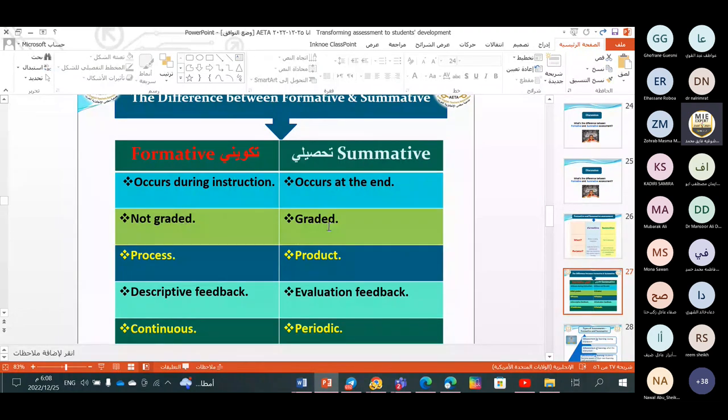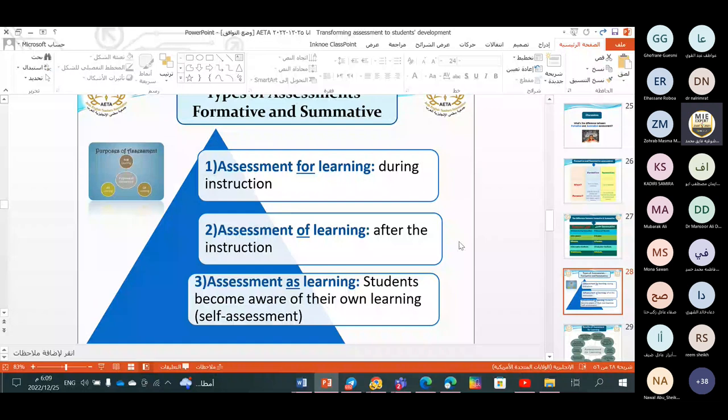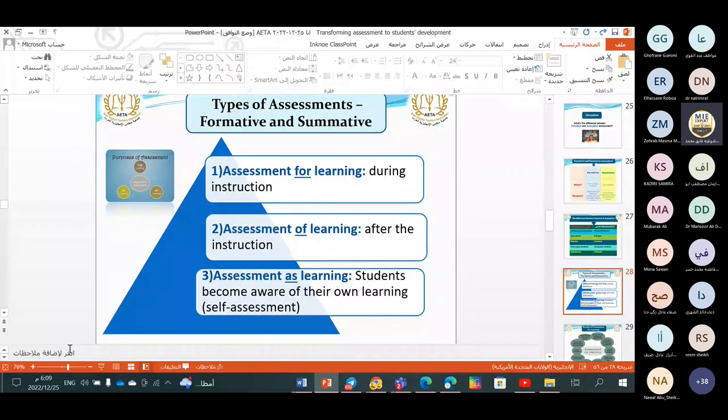Here it has grades. The first one is a process, while the second, which is summative, is a product. And also the formative is descriptive feedback, while the summative is evaluation feedback. And also, as you mentioned, the formative is a continuous process, but at-tahsili, which is summative, is periodic. Thank you. So you are right in your answers. Now, let's come to a new thing here.